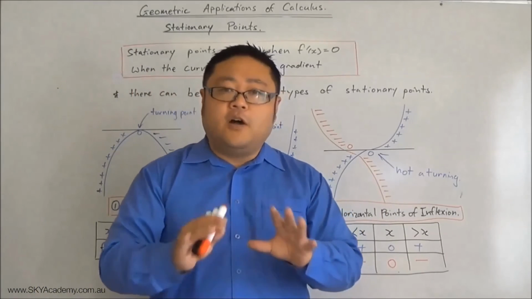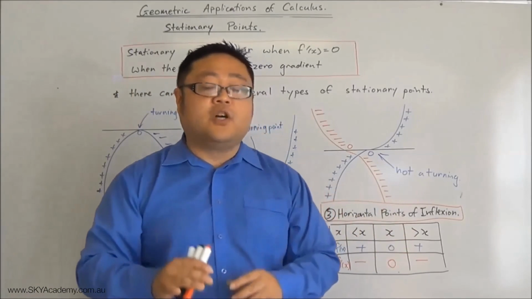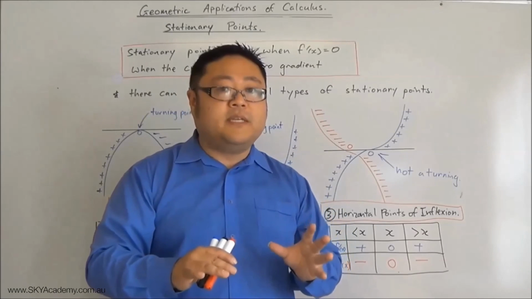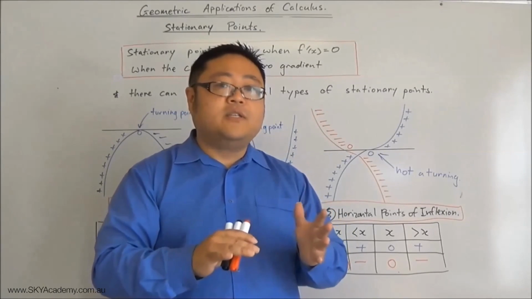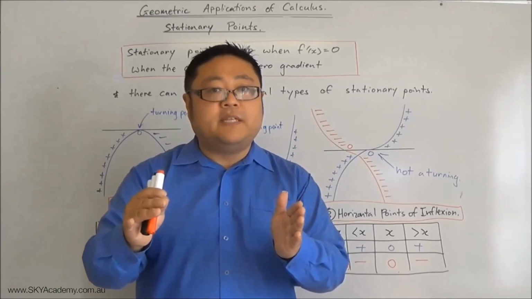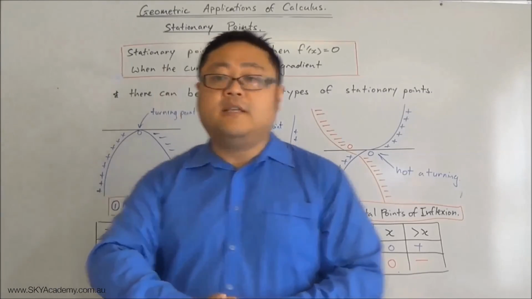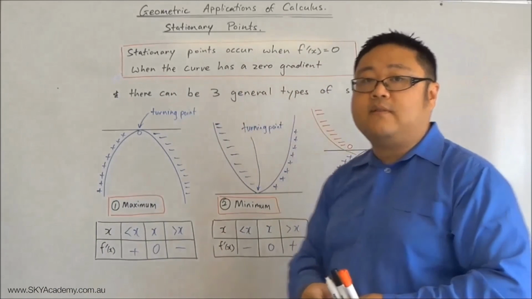Hopefully that'll give you some ideas of the natures of different types of stationary points. The questions that you're going to get on this concept are questions like: find the stationary points of a particular curve and then determine their natures. What that means is determine whether they're maximums, minimums, or horizontal points of inflection.